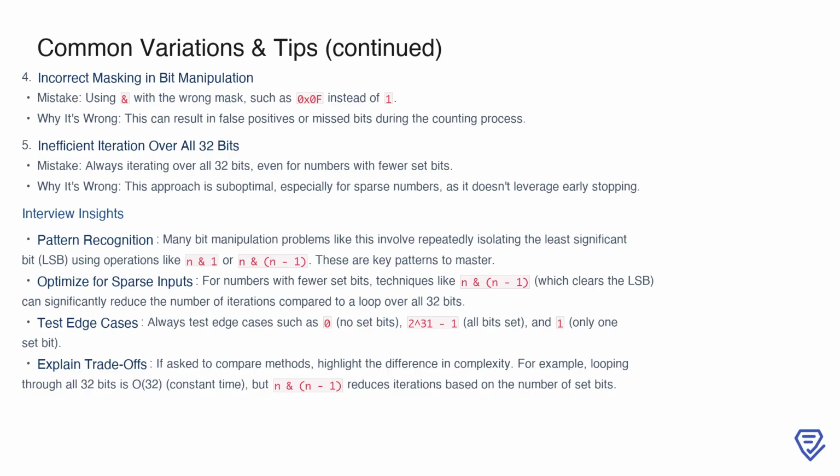From an interview perspective, it's important to recognize patterns in bit manipulation problems. Techniques like isolating the least significant bit with n & 1 or clearing it with n & (n-1) are fundamental skills to master. Additionally, optimizing for sparse inputs by using n & (n-1) can significantly reduce the number of iterations compared to looping over all 32 bits. Finally, always test edge cases such as 0, no set bits, 2^31 - 1, all bits set, and 1, only one set bit. If asked to compare methods, focus on trade-offs like the constant time complexity of looping through 32 bits versus the adaptive performance of approaches like n & (n-1) that scale with the number of set bits.